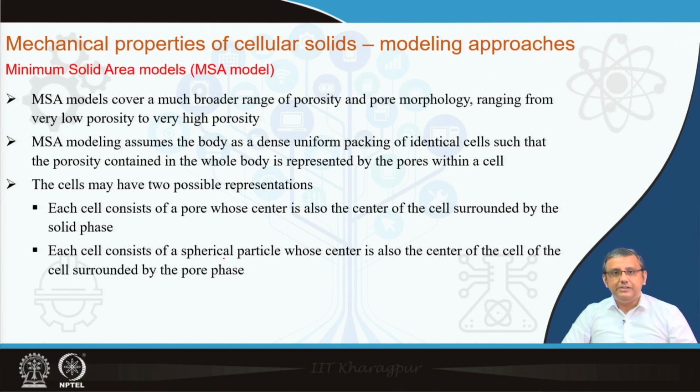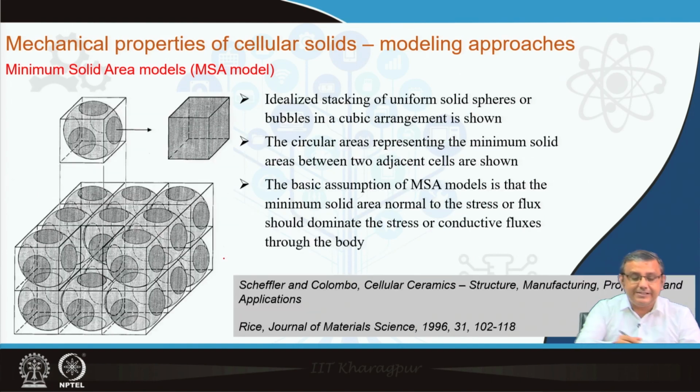The third modeling approach which has been very successful and which is very famous is the minimum solid area models, or the MSA model. In comparison to both the earlier approaches, these models are much closer to the real property values, and in comparison to the GA model, they are able to predict the material properties over the complete range of porosity, from very low porosity to very high porosity. Now again these MSA models assume a uniform packing of identical cells, as you can see over here. So the typical assumption of the MSA model is being shown over here.